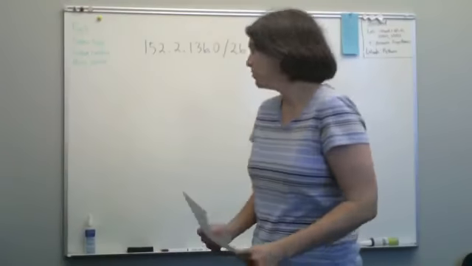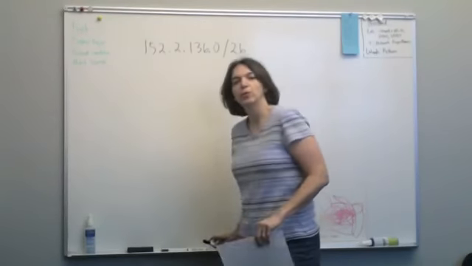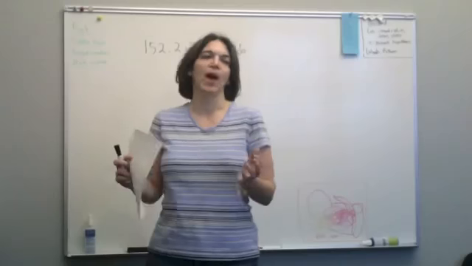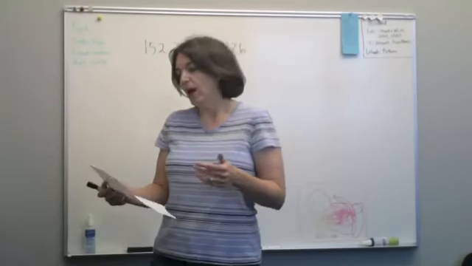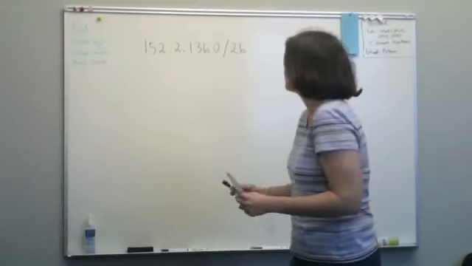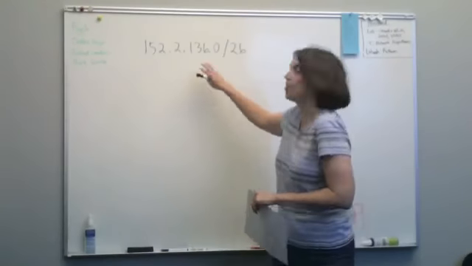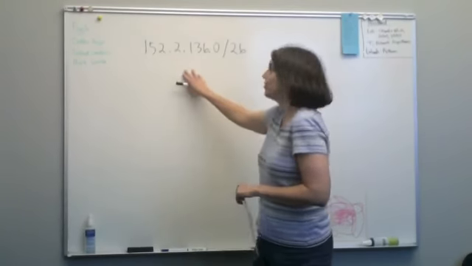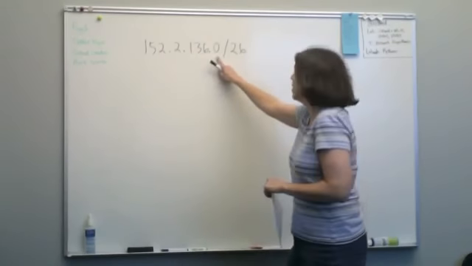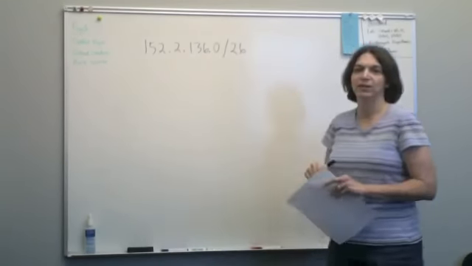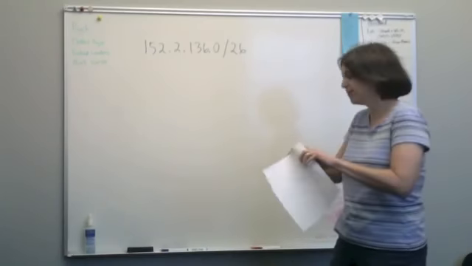I'm going to talk about how to do CIDR addressing and figure out what the assignable IP addresses are, what the range is, and what the net mask is. So first we're going to start with this example. We have a CIDR address of 152.2.136.0/26.